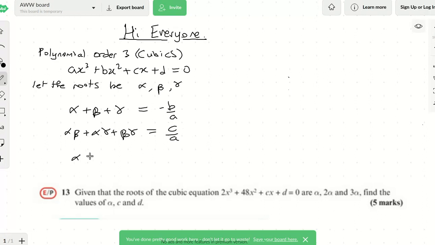But if we times them all together once again, alpha, beta, and gamma, if we times them all together, well, that equals minus D over A, yeah? And those are the rules for cubics.